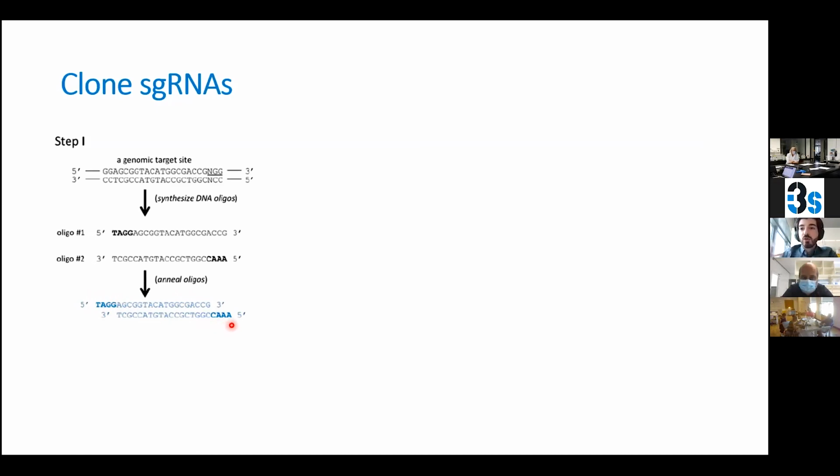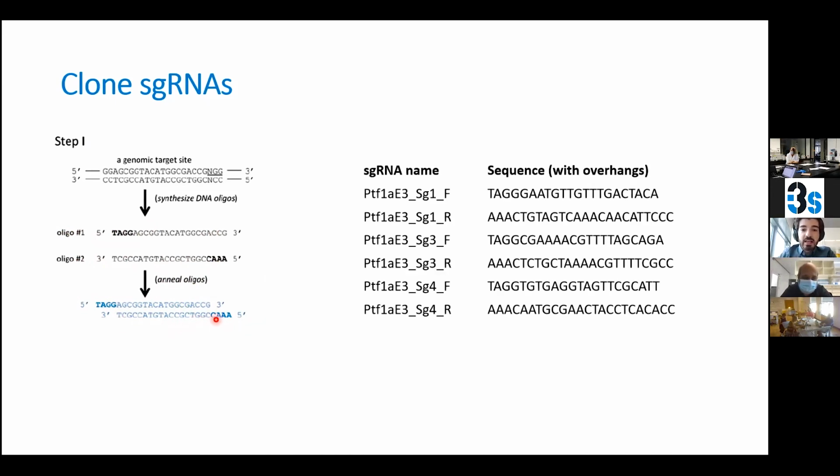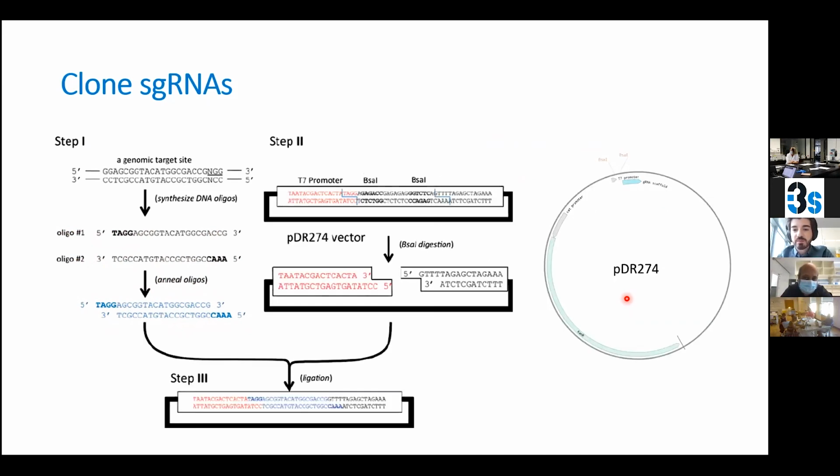And this overhang, so we anneal this in vitro. We buy these two fragments and put them together, and because thermodynamically this is more stable, they are going to anneal, get together basically. And these are the sequences that we bought that we are going to use tomorrow to cut DNA in vitro.